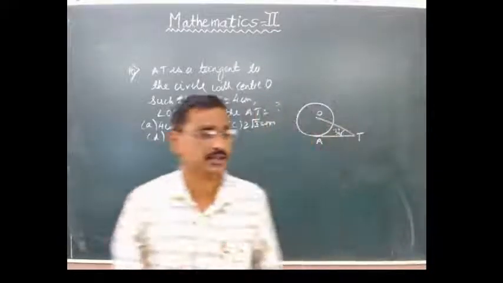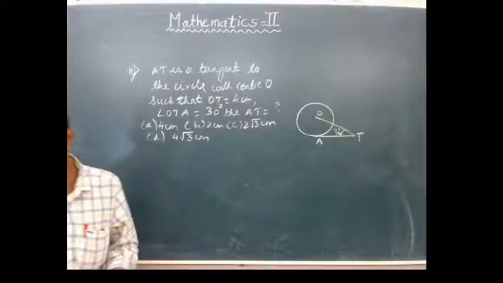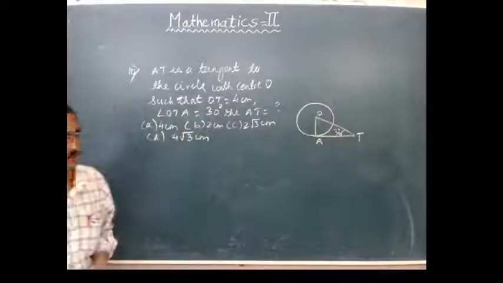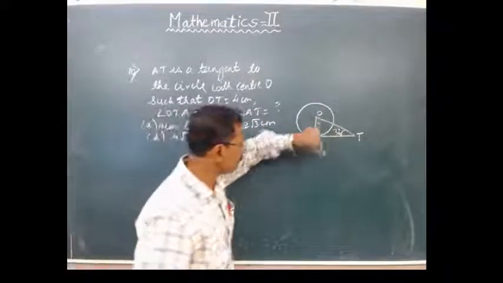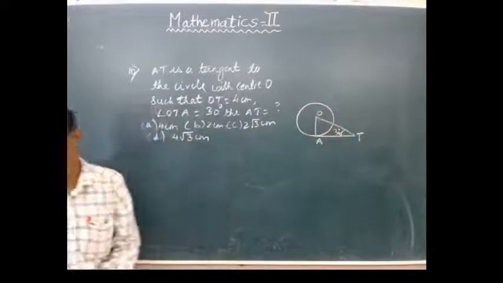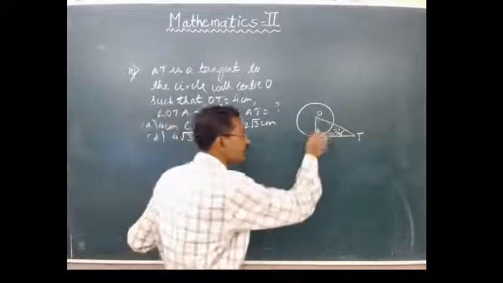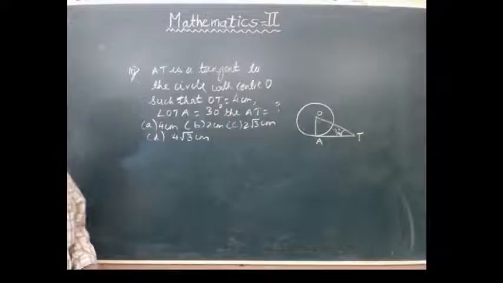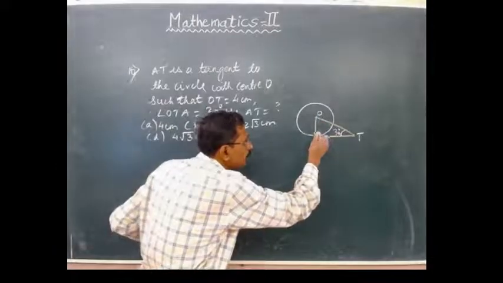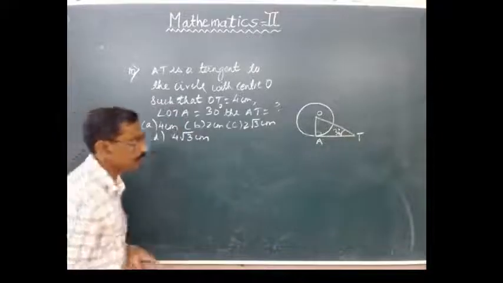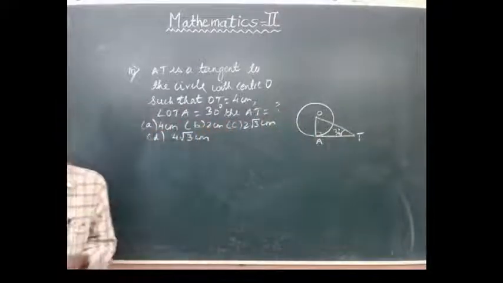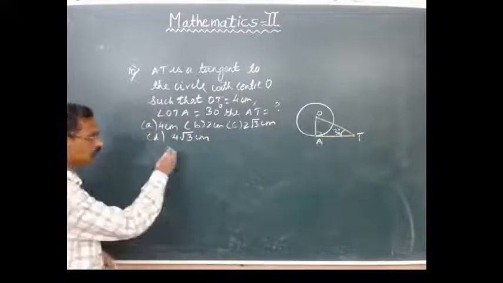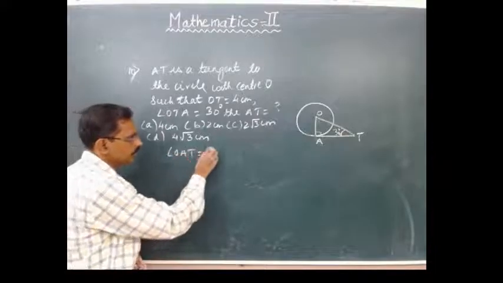Let us find AT. First, what we have to do to find AT is, let us join this. When you join, what are you getting? A perpendicular distance, right? We know that a tangent to the radius, we had already done this before, is always perpendicular. Therefore, angle OAT will be 90 degrees. So angle OAT is equal to 90 degrees.